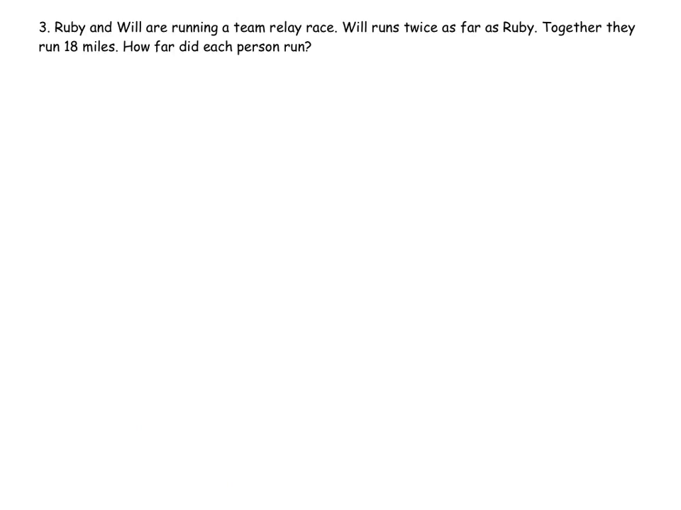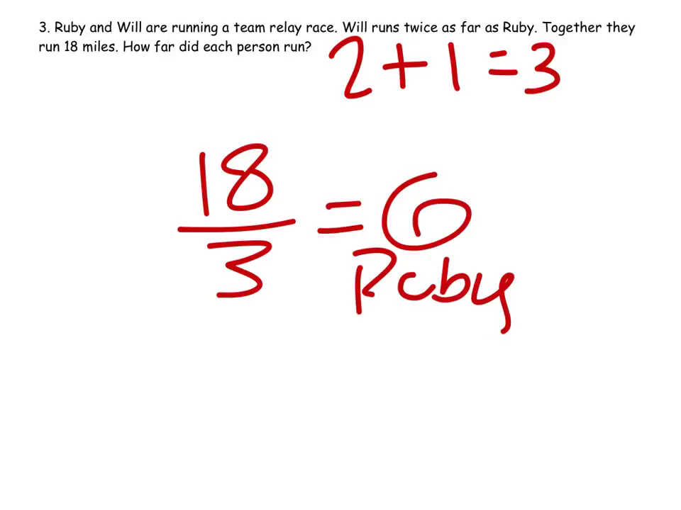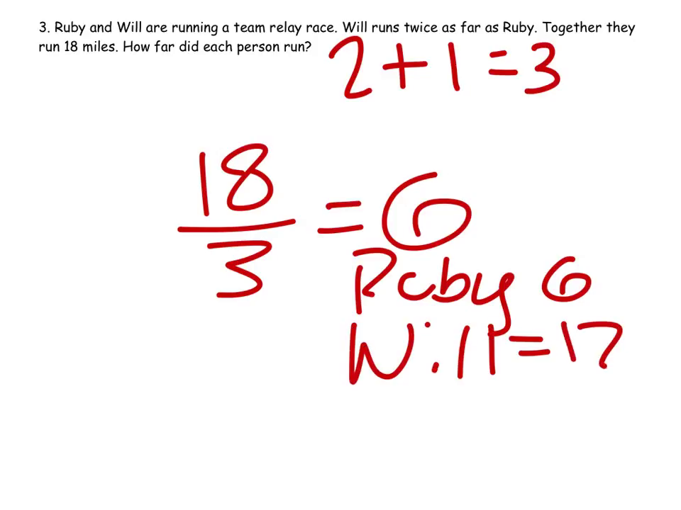Please explain. Okay, so together Ruby and Will run a team relay race, and Will runs twice as far as Ruby. So if Will runs 2, then Ruby has to run 1, and that equals 3. And then if you divide 18 by 3, you get 6. So Ruby runs 6, and Will runs 12. And those equal 18 if you add them together.